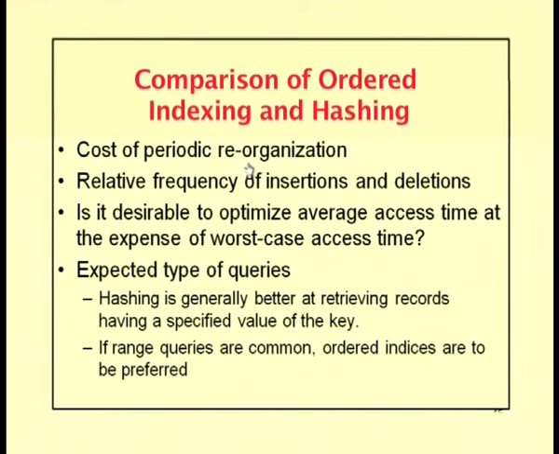The cost of periodic reorganization is there both for ordered indexing and hashing, but hashing is better. It depends on the relative frequency of insertions and deletions. It is desirable to optimize average access time at the expense of worst case access time. That is another compromise you have to make, and it also depends very much on the expected type of queries. Hashing is generally better at retrieving records having a specific value of the key, while ordered indices are useful when range type of queries are asked.